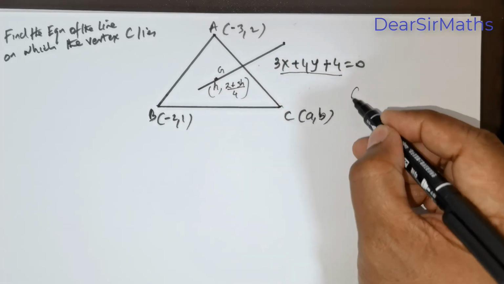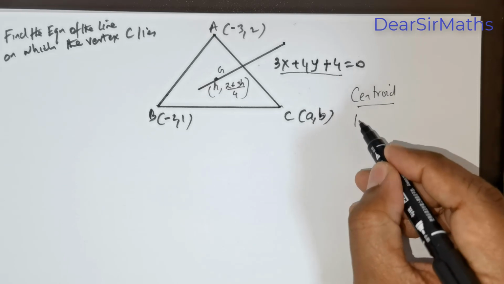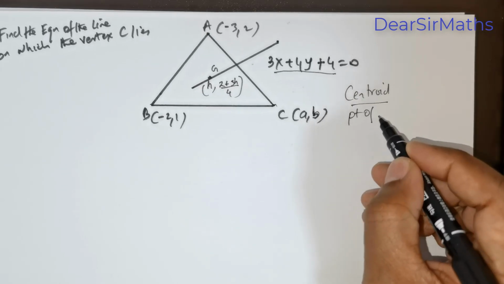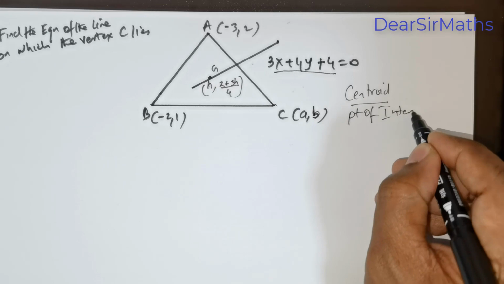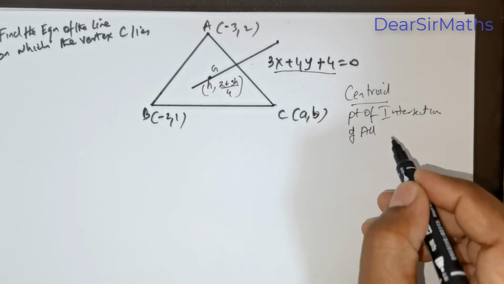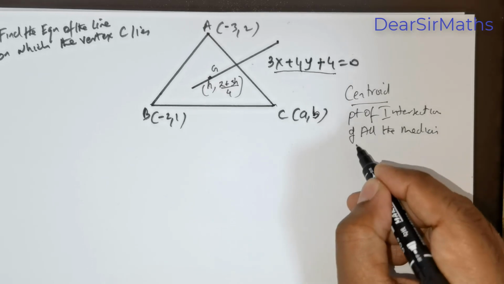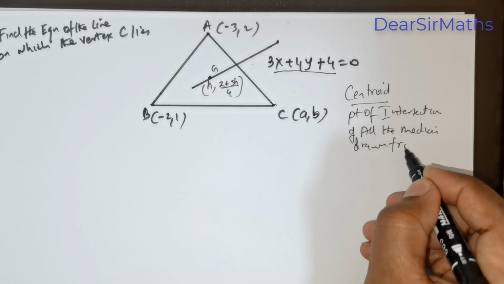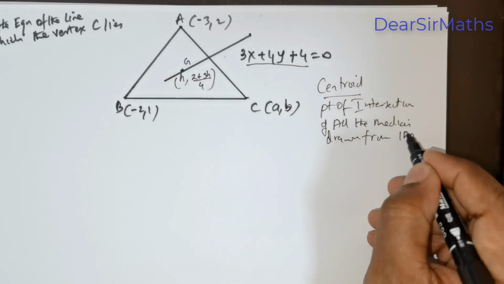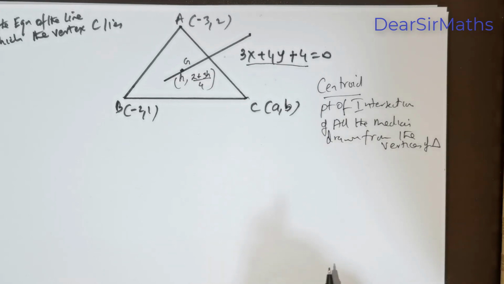Now you need to first know what is the centroid. The centroid is the point of intersection of all the medians drawn from the vertices of a triangle. That is the definition.